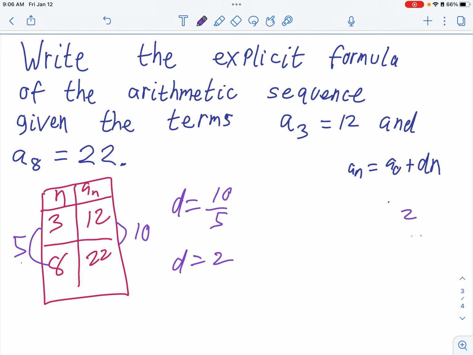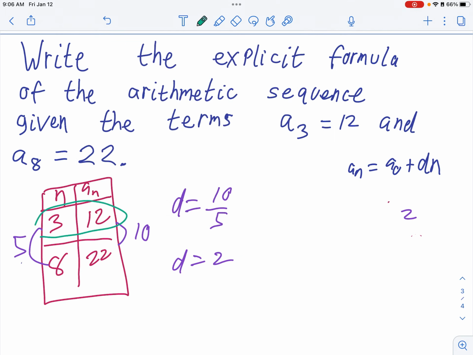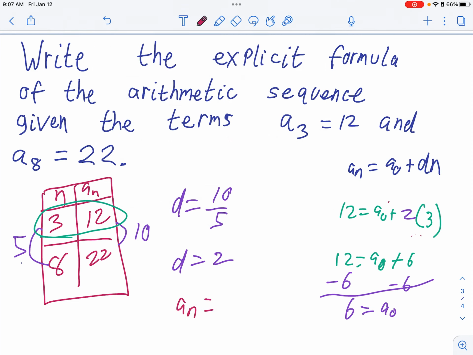So just like I did, I'm going to plug in the common difference. Now, I could use either of those points. I could choose 8 and 22, but I'm going to use 3 and 12. So 2 times 3 is 6. I'm taking away 6 from both sides. And that's how I get a sub 0. That means my explicit formula is a sub n equals 6 plus 2n.